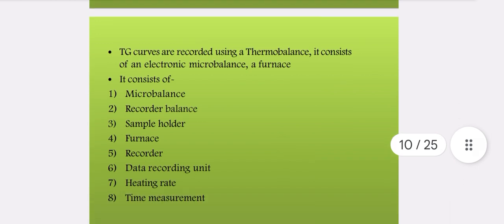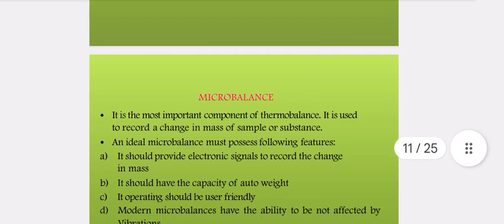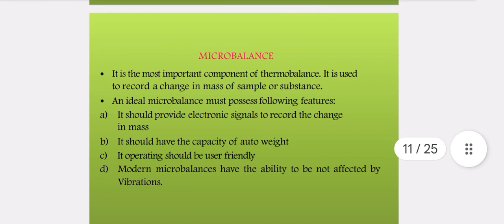It consists of various components such as microbalance, recorder balance, sample holder, furnace, recorder, data recording unit, heating rate, time measurement. So first we will study about microbalance. So it's the most important component of a thermobalance. It is used to record a change in mass of the sample or the substance. An ideal microbalance should provide electronic signals to record the change in mass.